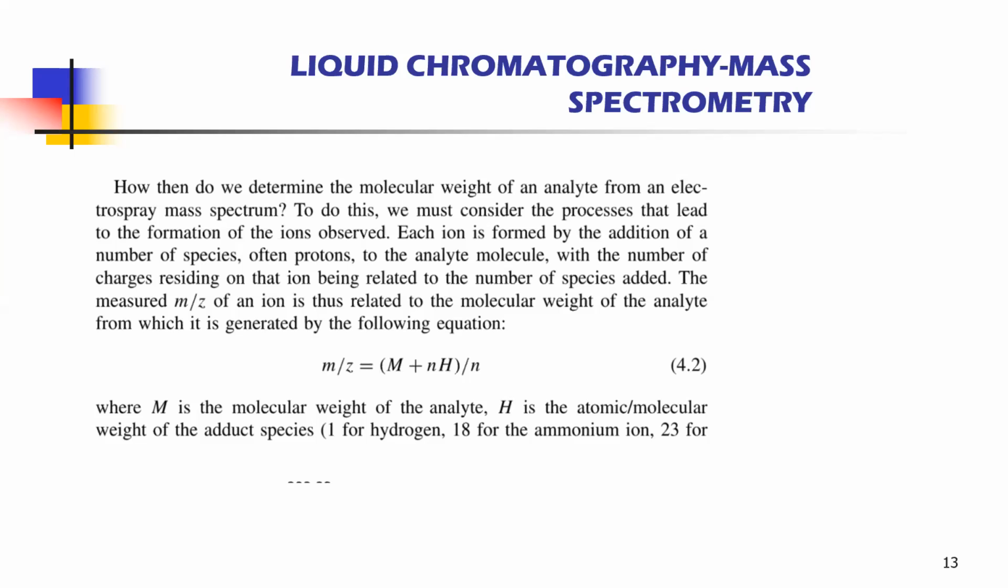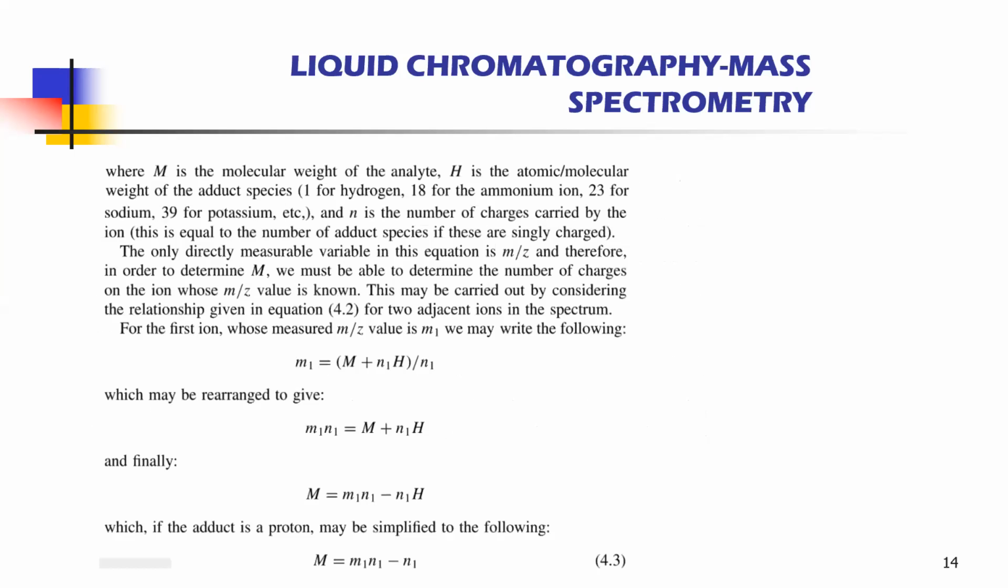The measured m by z of an ion is thus related to the molecular weight of the analyte from which it is generated by the following equation. For example, in m by z, M is the molecular weight of the analyte and H is the atomic molecular weight of the adduct species: 1 for hydrogen, 18 for ammonium ion. That species is added from the buffer solution or the mobile phase. So 23 for sodium, 39 for potassium, etc.